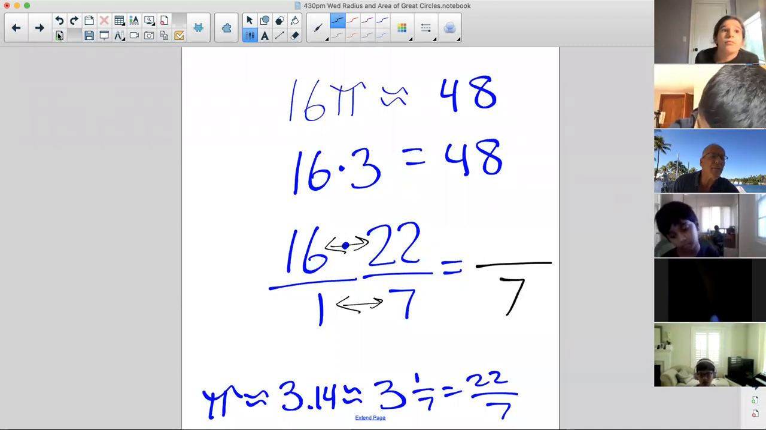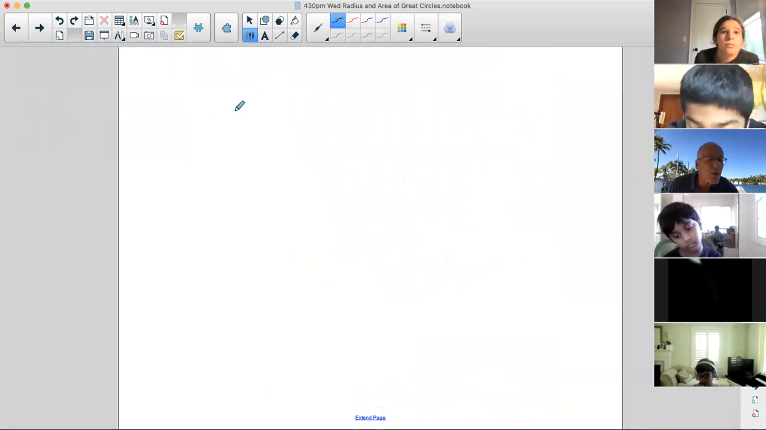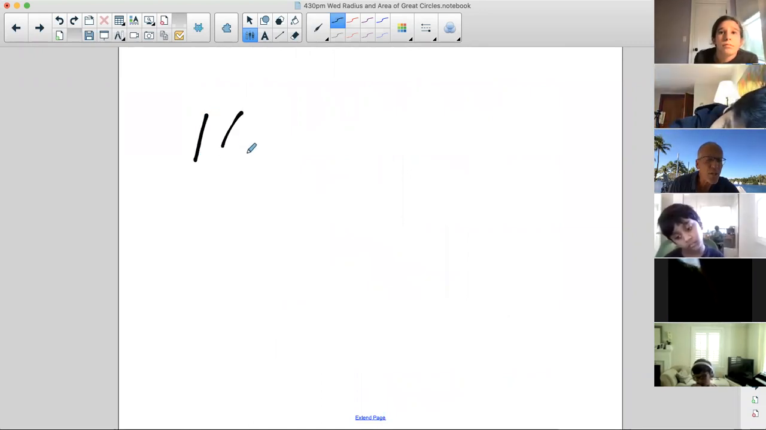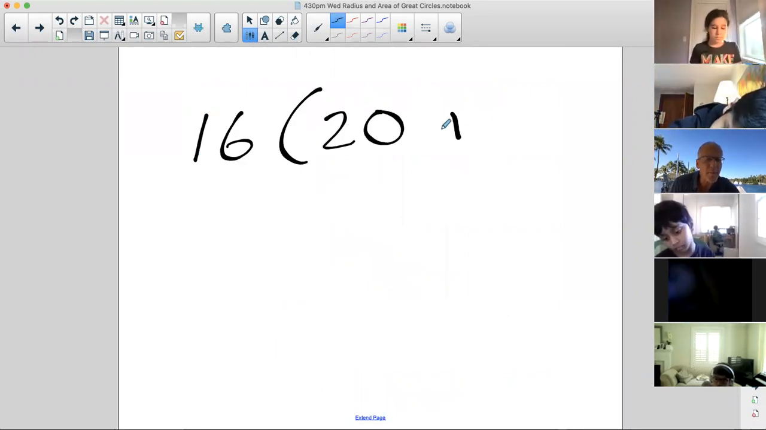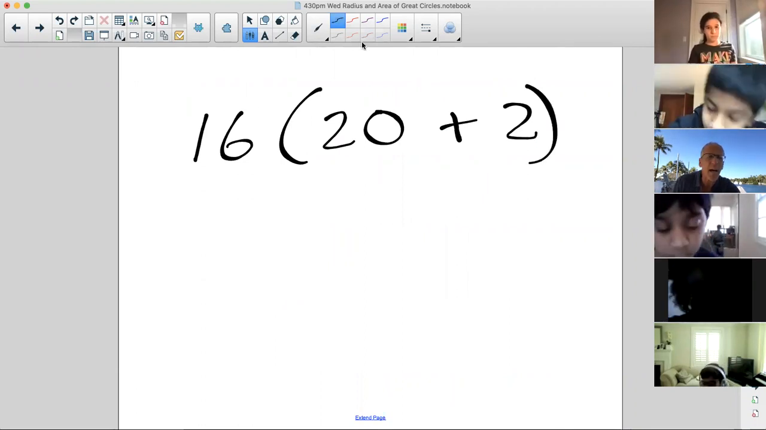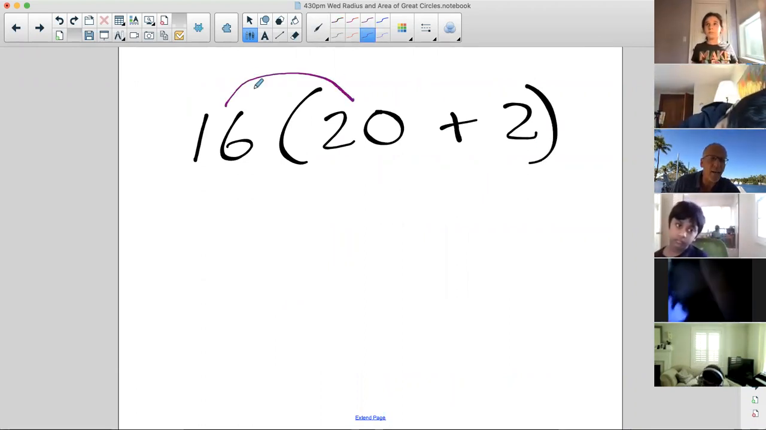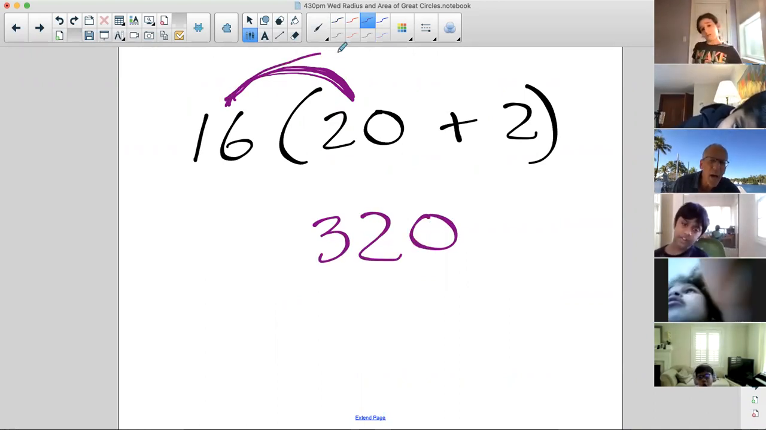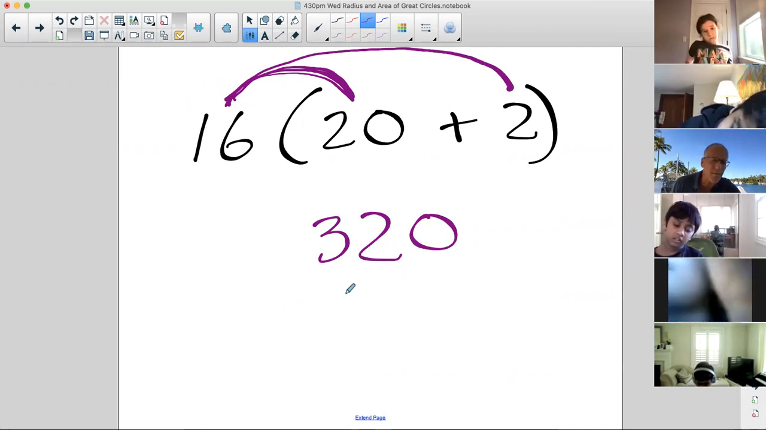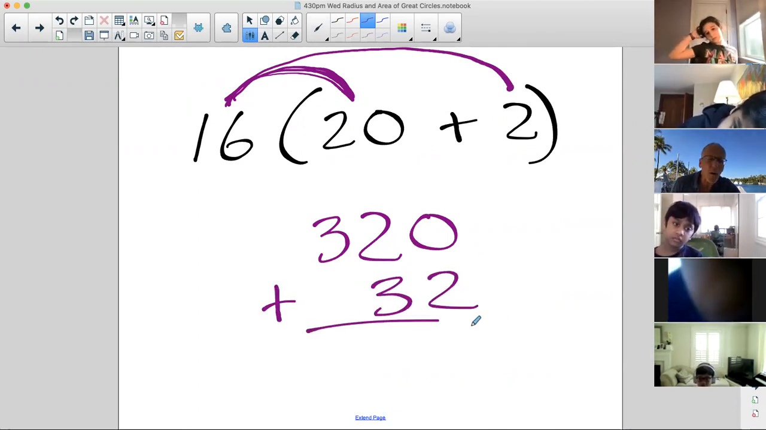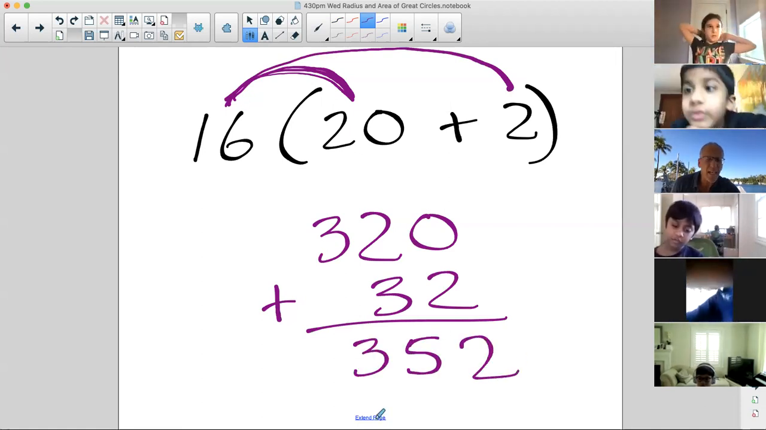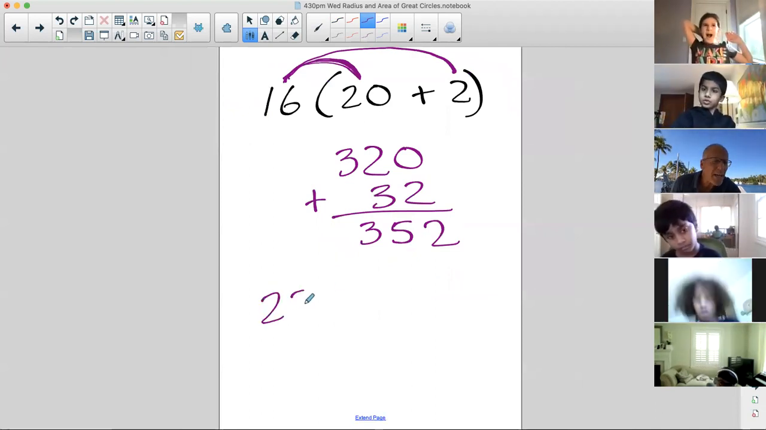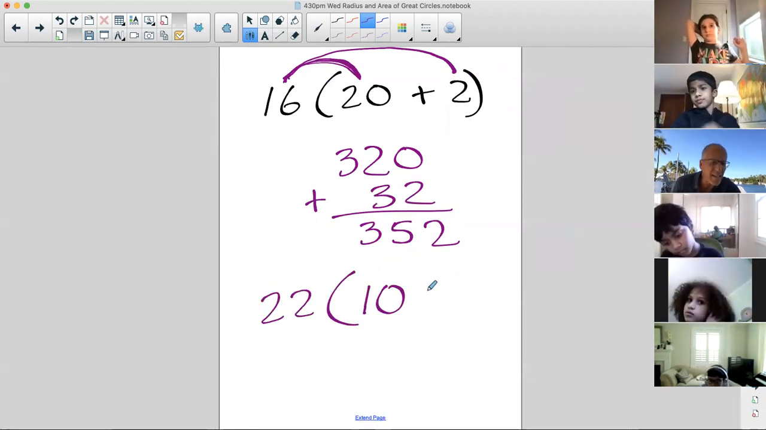Now there's a lot of really fun ways to do that. We can use distributive property. We can do 16 times 20 plus 2. Come on, guys. What is 16 times 20? 2 times 16 is 32. Tack on a 0, 320. And what is 16 times 2? 32. What's that spell? 352. Nice job.